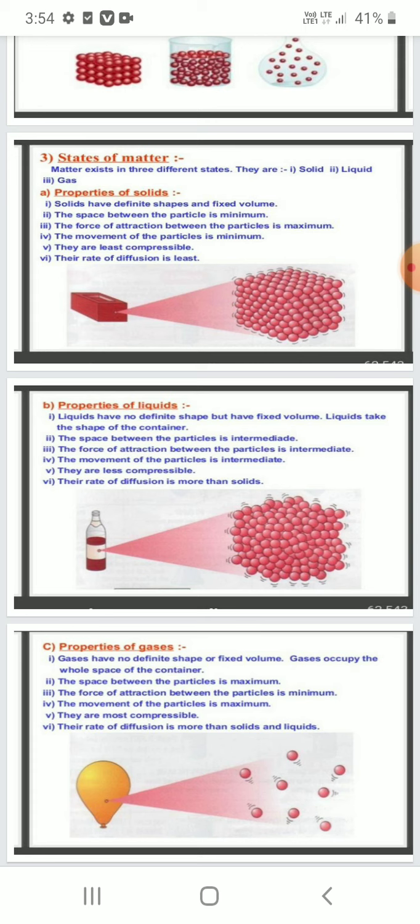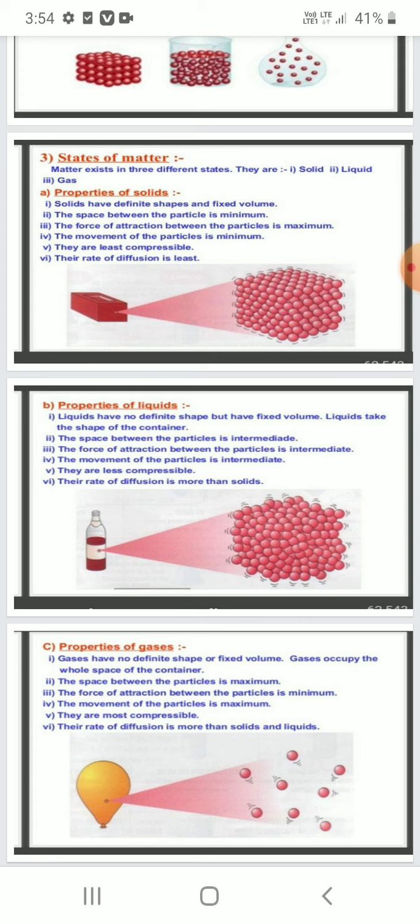Then properties of gases. The third one, properties of gases. Gases have no definite shape or fixed volume. Gases occupy the whole space of the container. Since you cannot see the gaseous molecules, the thing is it does not have any definite shape or fixed volume. It occupies the entire container.